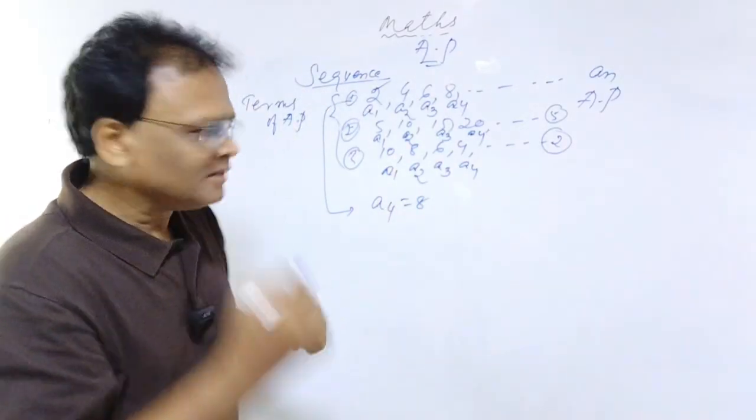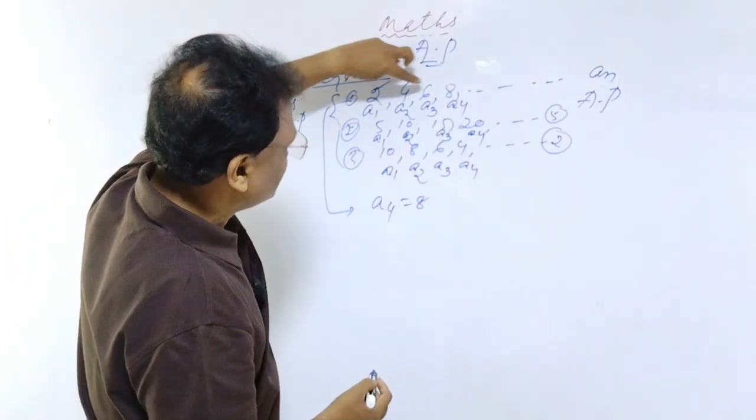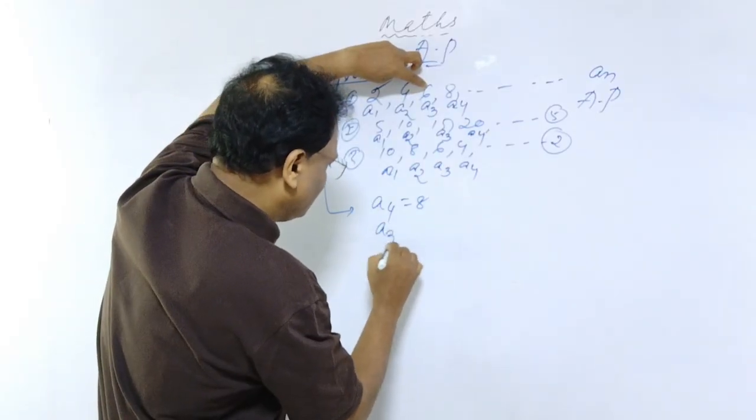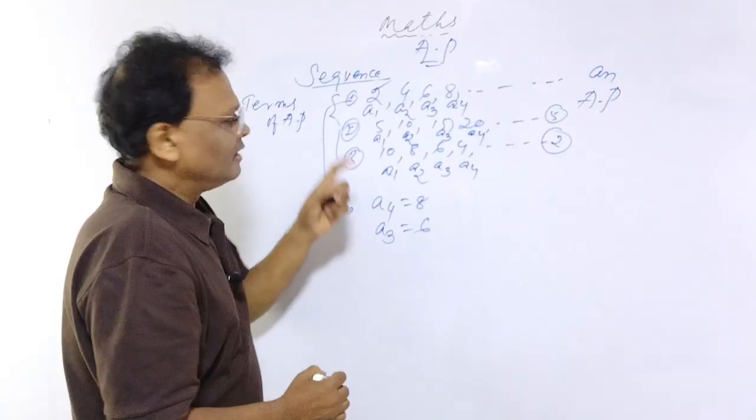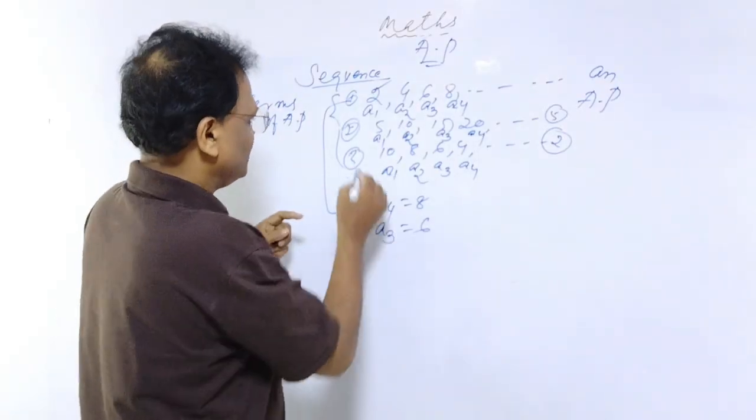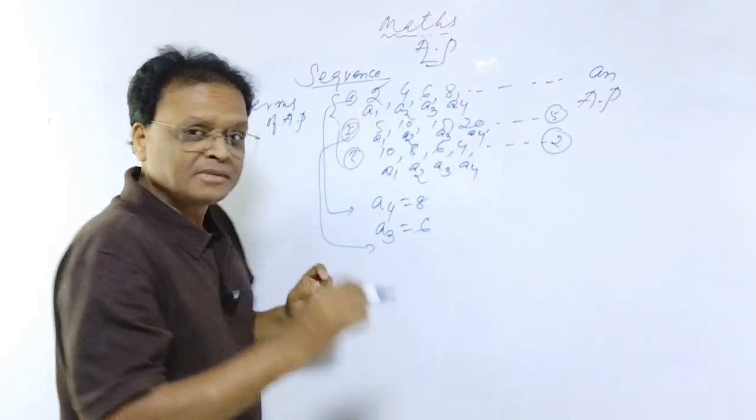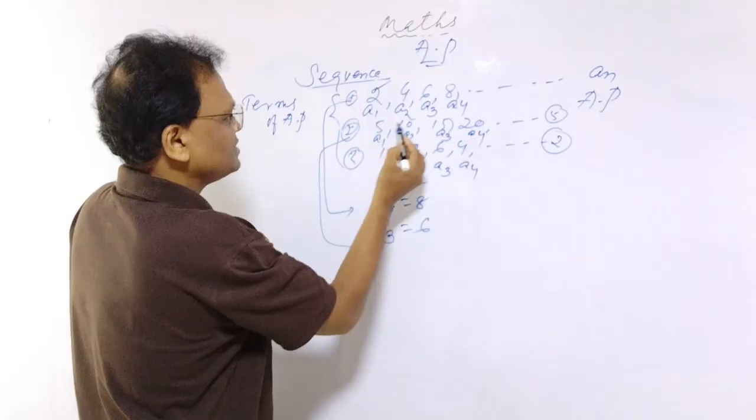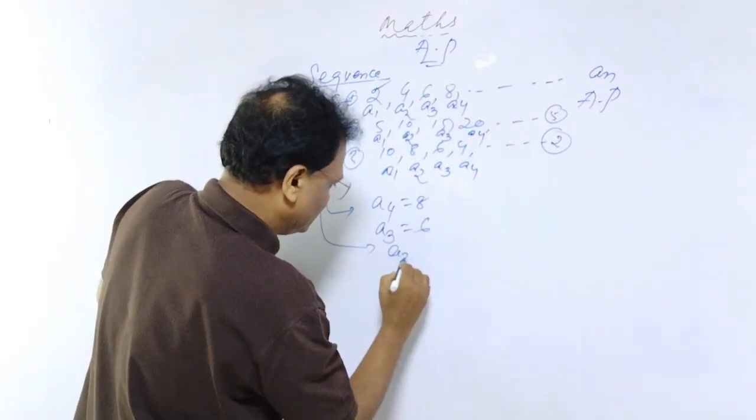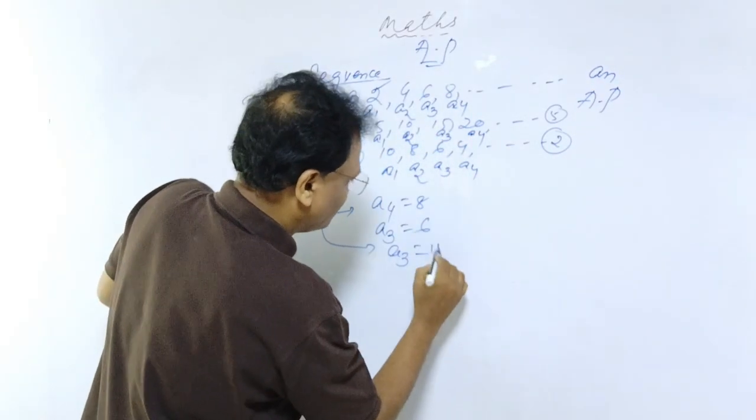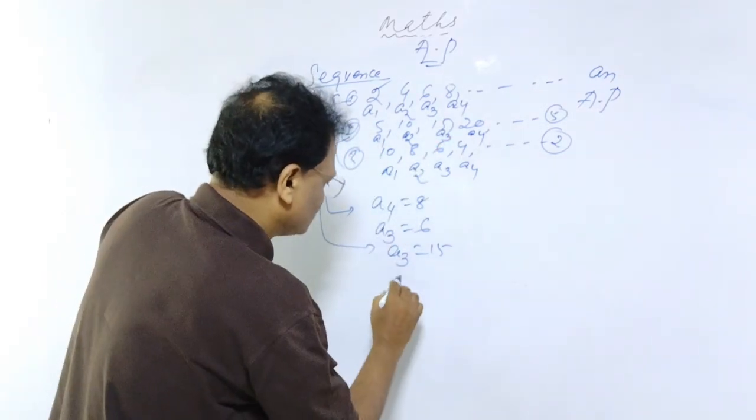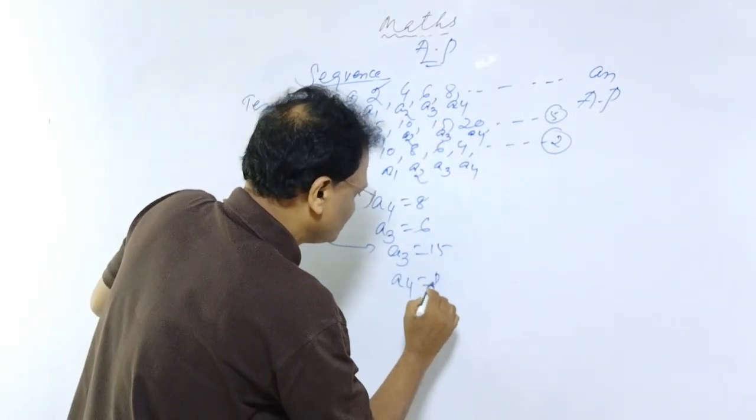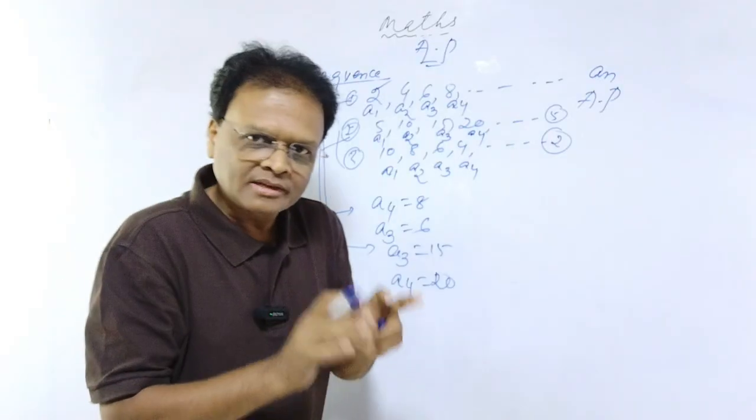Tell me what is my third term? My third term is first, second, third. So what can I write? A3 is equal to 6. Third term is equal to 6. If I want to write for the second series, what is my third term? First term, second term, third term. So A3 is equal to 15. A4, fourth term, is 20. So I can write A4 is equal to 20. Understood what the terms are?